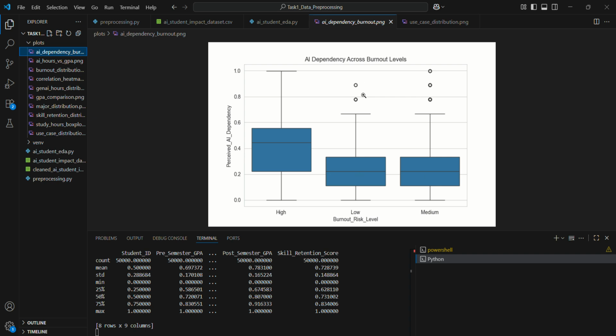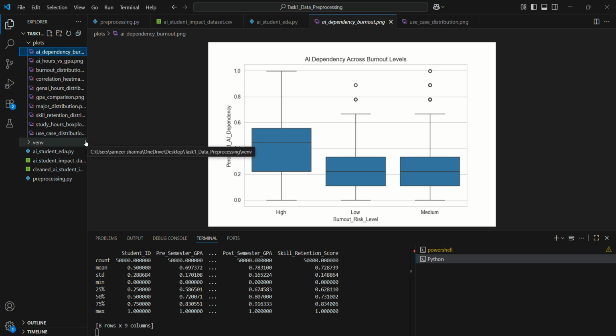we can see that we have outliers for the low and medium burnout risk levels. So we have a few students here who have a very high AI dependency, yet they have a low burnout risk level. And here also we have some people who have very high AI dependency, and yet they fall into the category of medium burnout risk level. So this is what is being indicated by this graph.